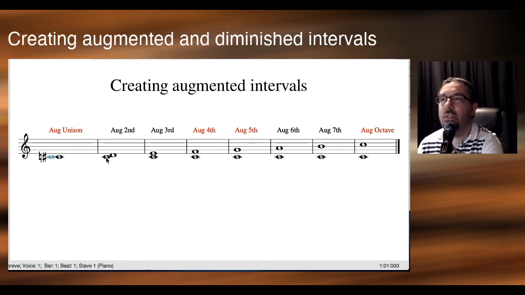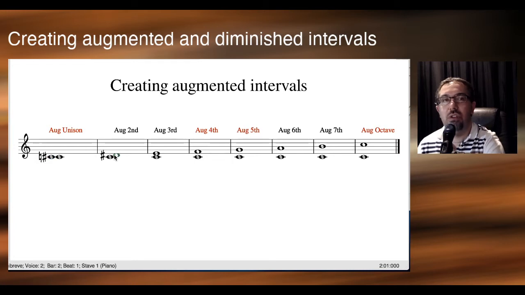So we could have C to D, and we augment that, so we're stretching that distance a little bit more. So we've got C to D sharp. The next one I've got C to E, so let's expand that one a bit further, just by one semitone. There we go.